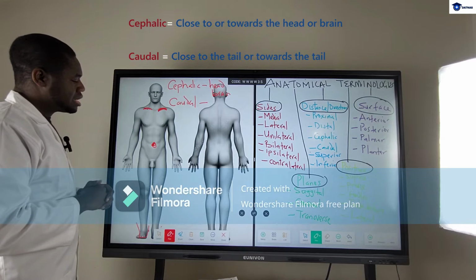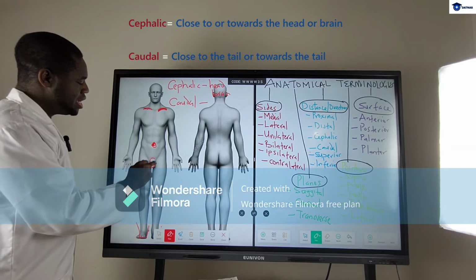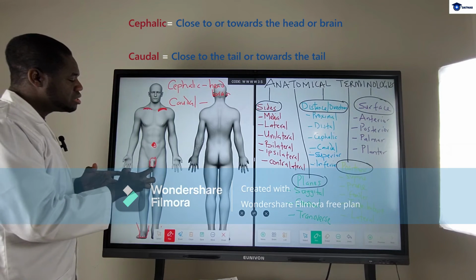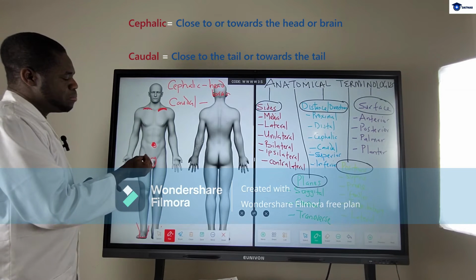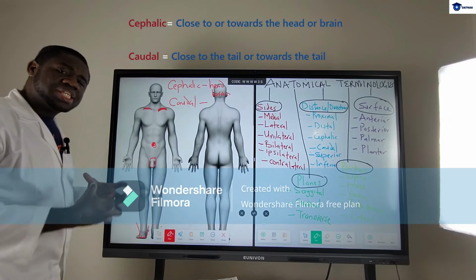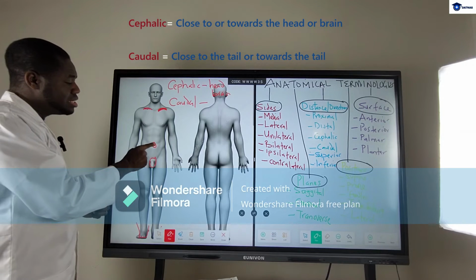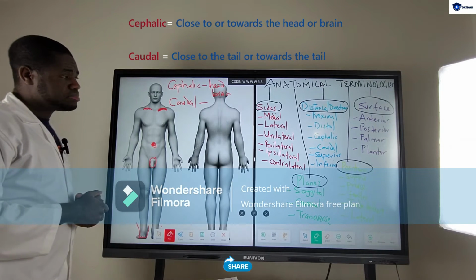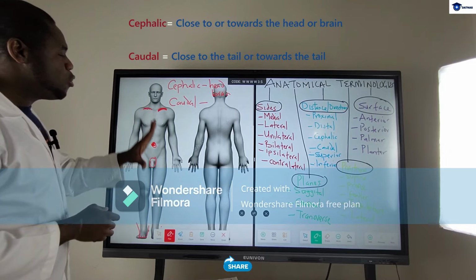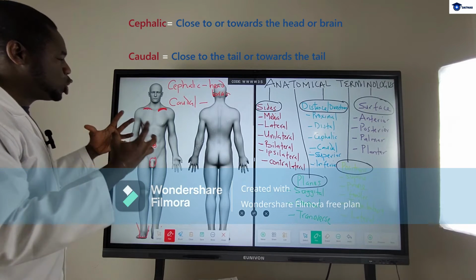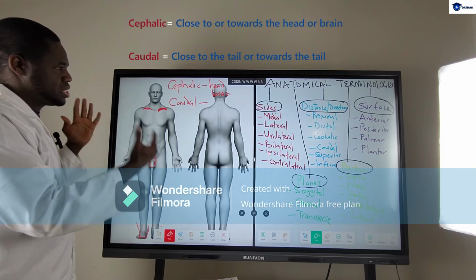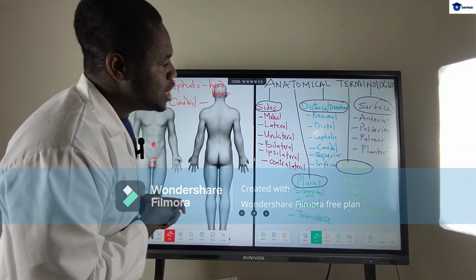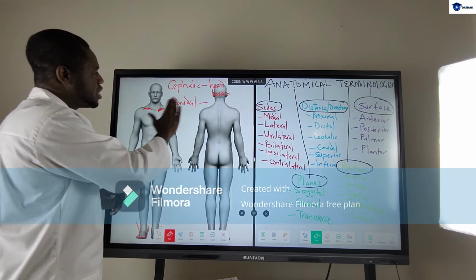I can also say that the penis is caudal to the umbilicus. That is, the penis is closer to the tail part of the body than the umbilicus. So that is how we explain the relationships of the structures or parts of the body. Now let's talk about superior and inferior.